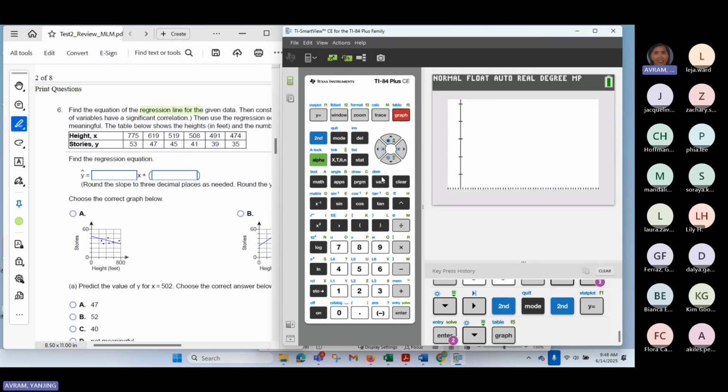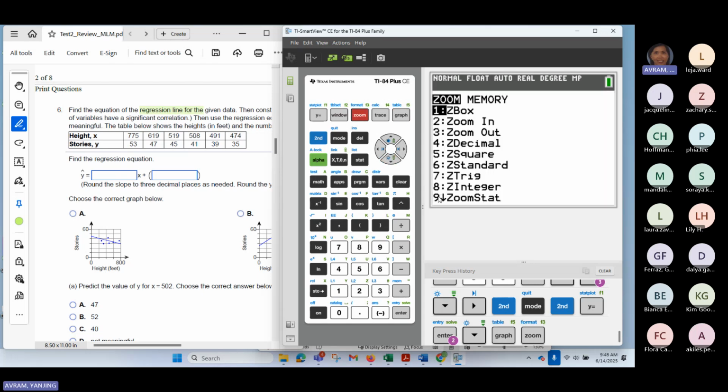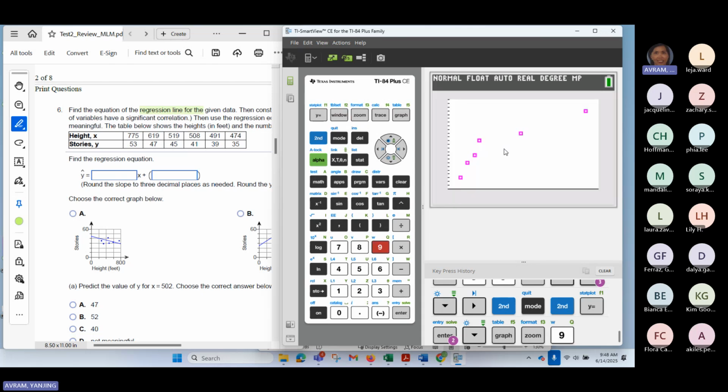And I'm going to hit graph. When you hit graph and you don't see anything, go to zoom stat, zoom number 9. Anything with STAT is our favorite, okay? So that is your scatter plot graph, okay? And how do I find my linear regression?